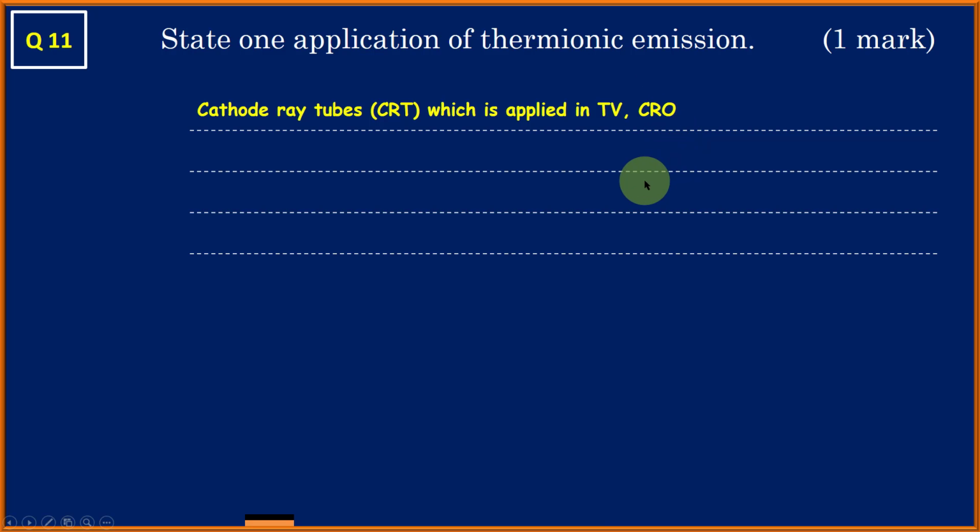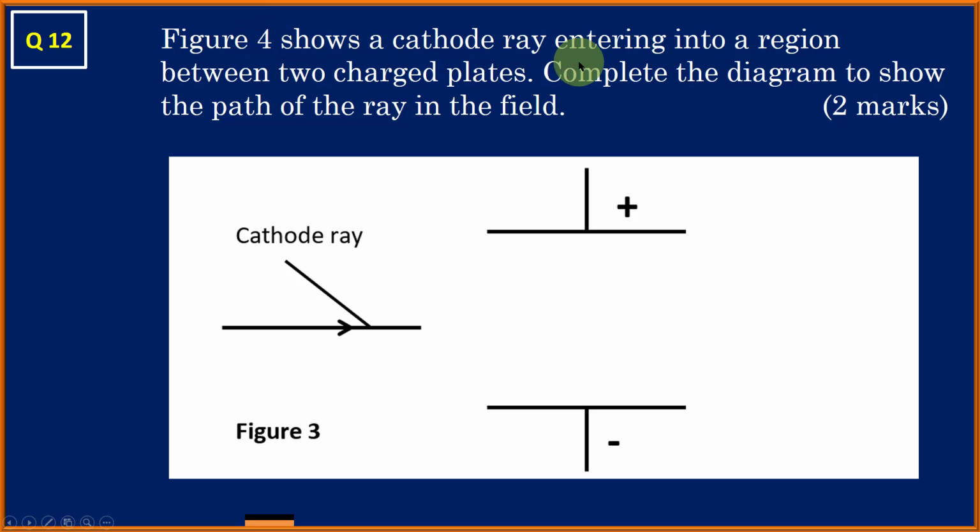Let's go to question 12. Figure 4 shows a cathode ray entering a region. Cathode rays are fast-moving electrons. They enter a region between two charged plates. The upper plate is positively charged, the lower plate is negatively charged. So there is an electric field here. Complete the diagram to show the path of the ray in the field.